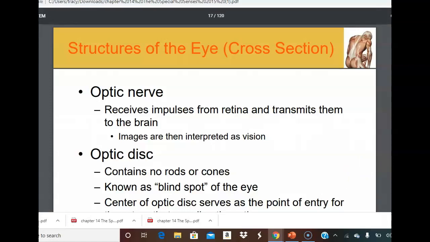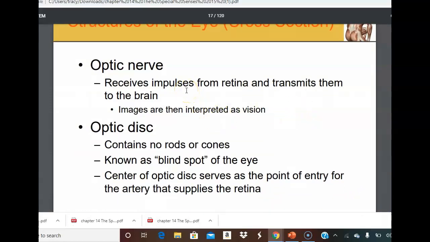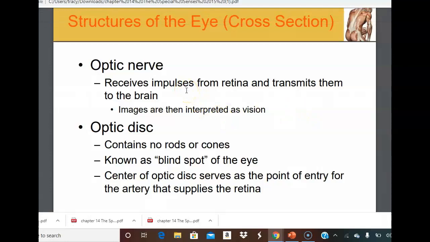So then we have 2 important structures coming out from the retina: the optic nerve and the retinal artery. The optic nerve is the nerve tissue that picks up the impulses from the cones and the rods and transmits them from the retina to the brain via the optic nerve, which is cranial nerve number 2.